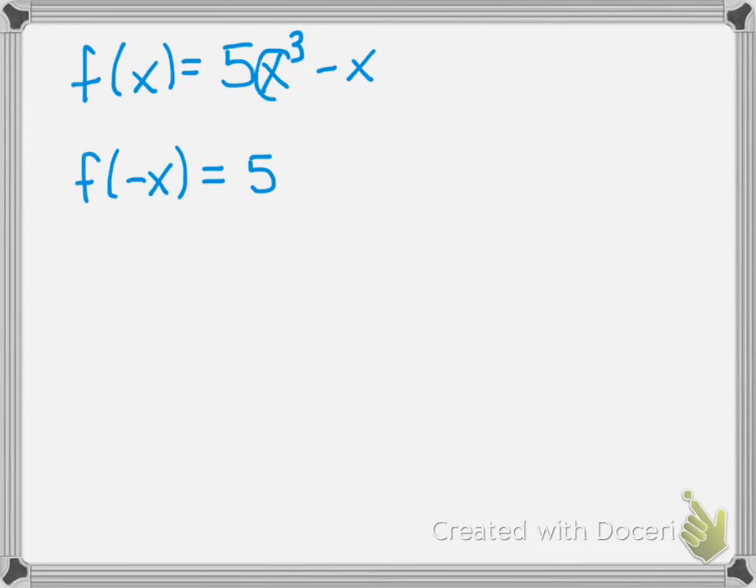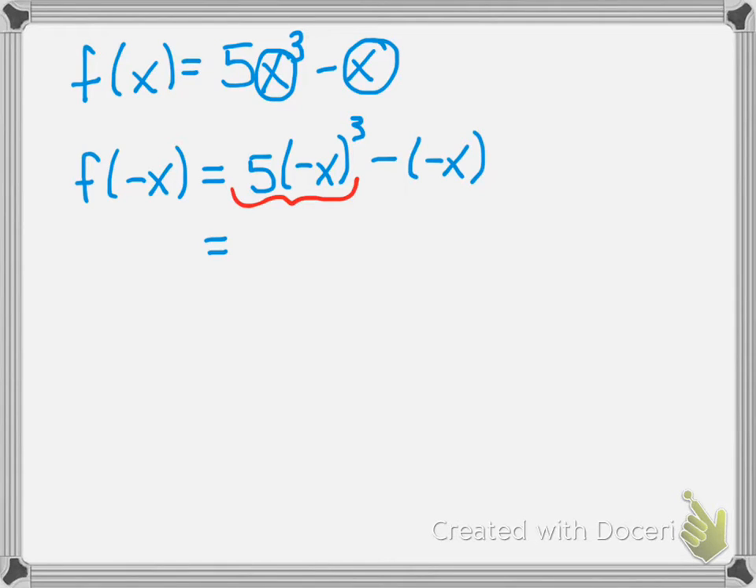So I plug negative x in right there, and that one's being cubed, and then I plug negative x in right there. And then I simplify. So when I simplify this first part right here, that negative's being cubed, so it's going to stay negative. And then it's being multiplied by 5. So that first term is going to be negative 5x cubed. And then when I simplify the second part of the equation, I'm subtracting a negative x, which is going to make it become plus x.